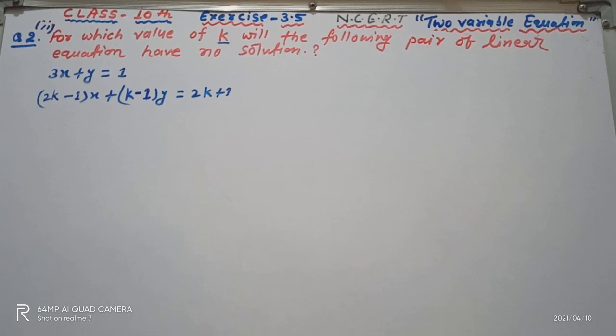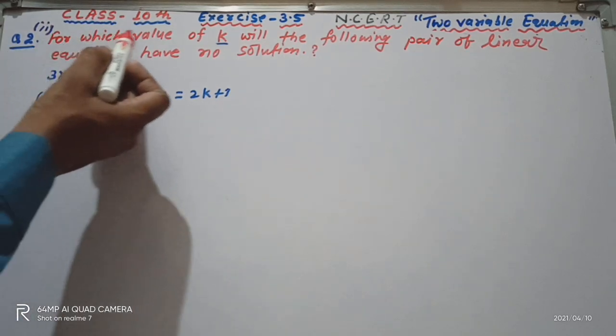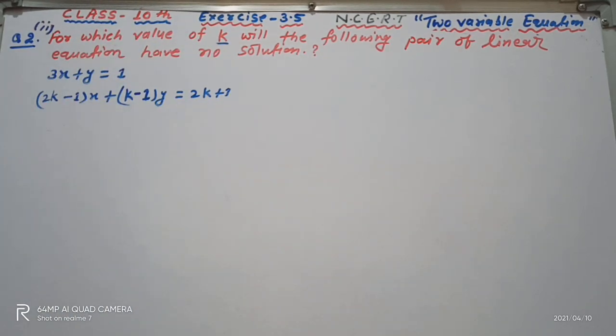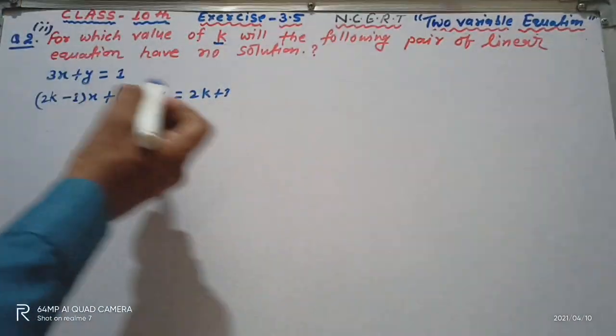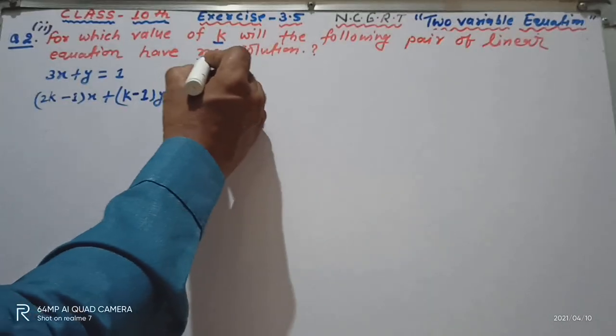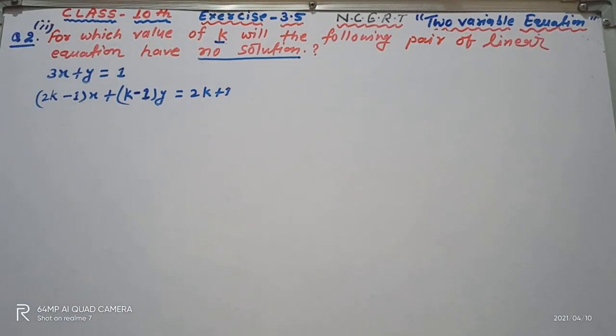Today again, I'm here with a new question of standard 10th, chapter Pair of Linear Equations in Two Variables, exercise 3.5, question number 2. So let's see what the question is saying, and accordingly we will solve. The question is: for which value of k will the following pair of linear equations have no solution? Keep in mind, there will be no solution.